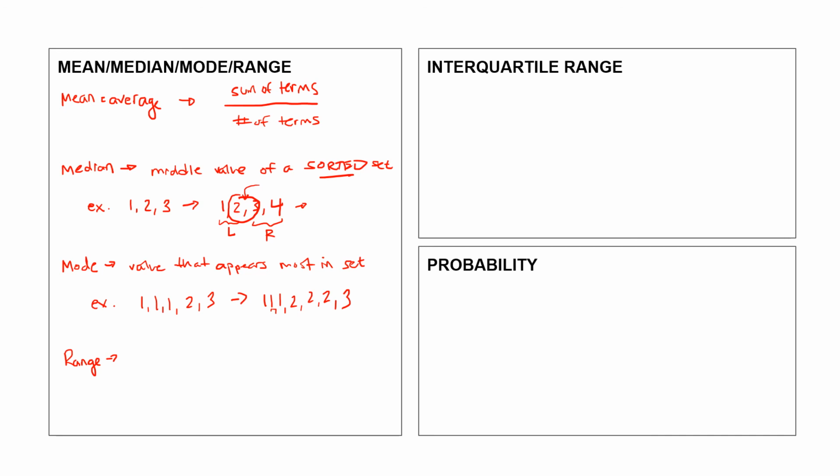And finally, we have the range of a data set. That's just the difference of the largest value minus the smallest value.